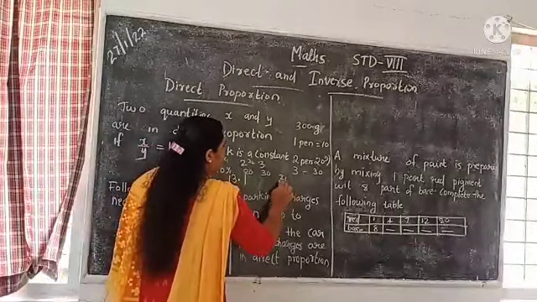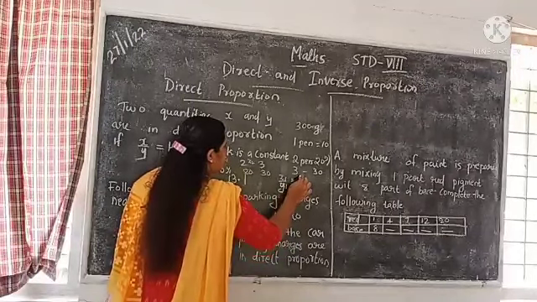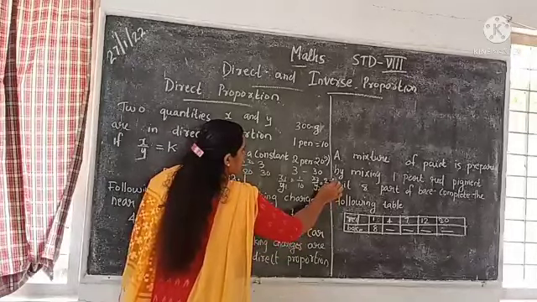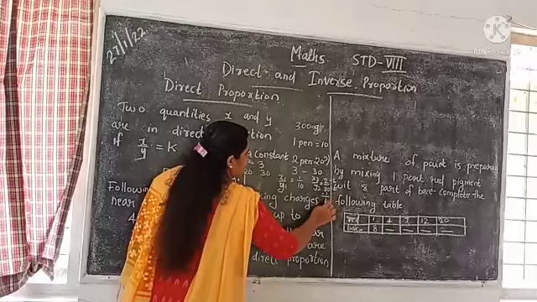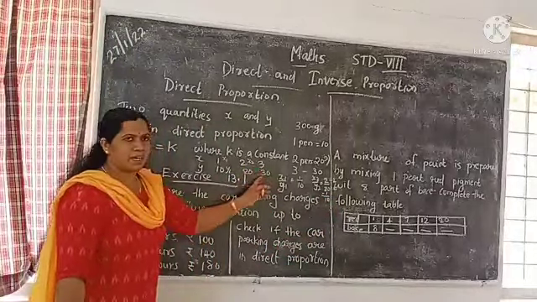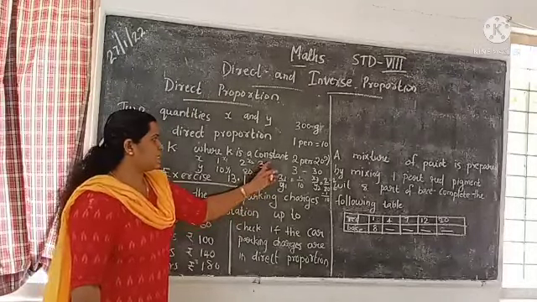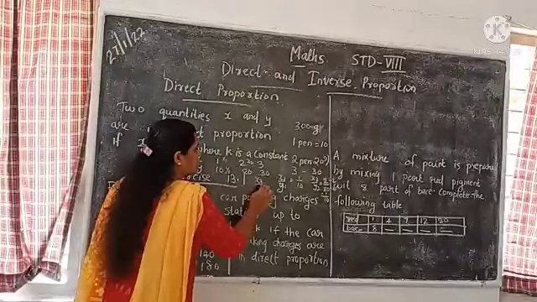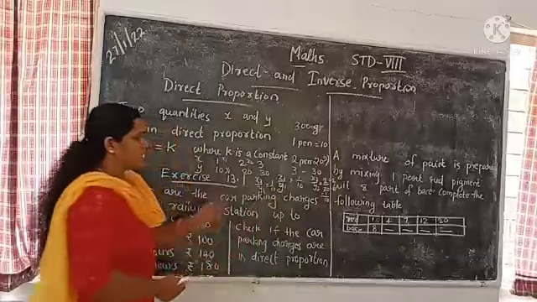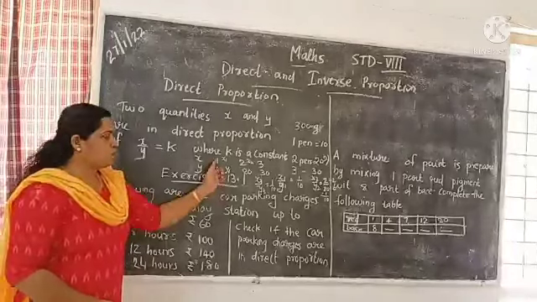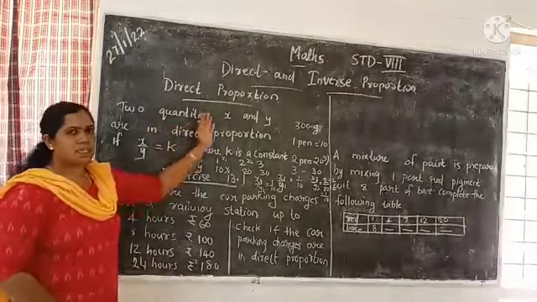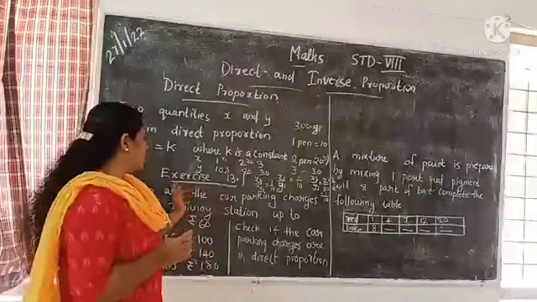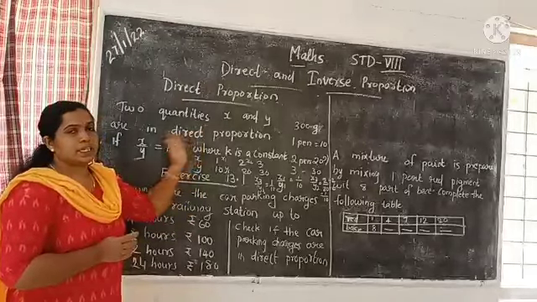Then x1 by y1 is equal to 1 by 10. x2 by y2 is equal to 2 by 20; simplifying by dividing by 2, we get 1 by 10. x3 by y3 is equal to 3 by 30; these two numbers are divisible by 3, so dividing by 3, we get 1 by 10. In this question, we see that x by y is equal to 1 by 10. So these quantities x and y are in direct proportion. If x varies directly with y, then they are called direct proportion.